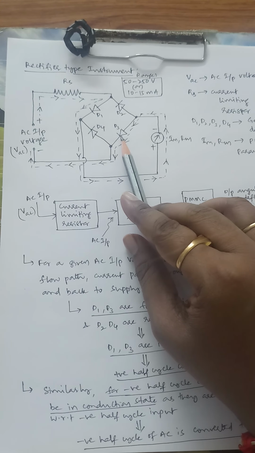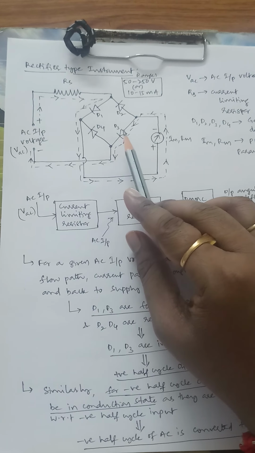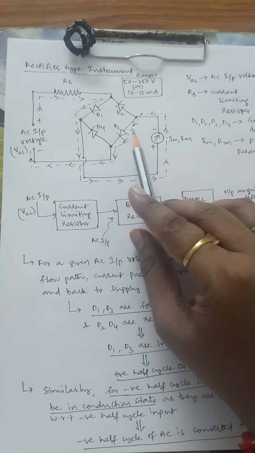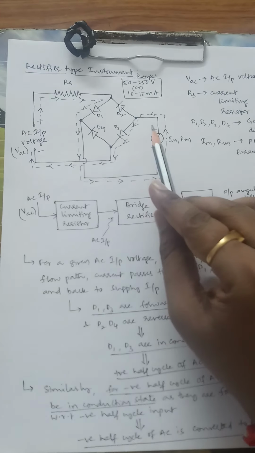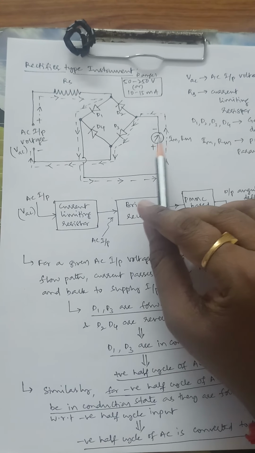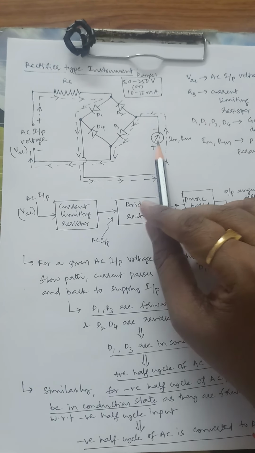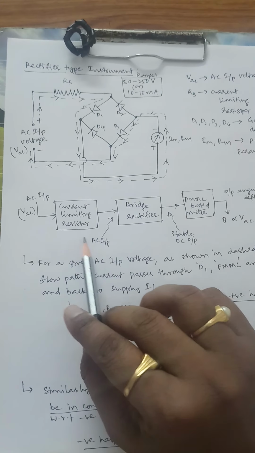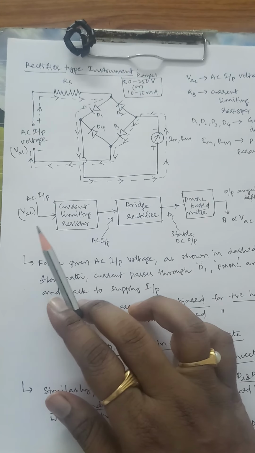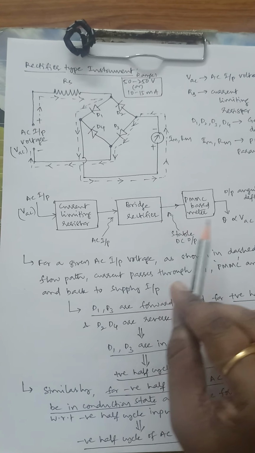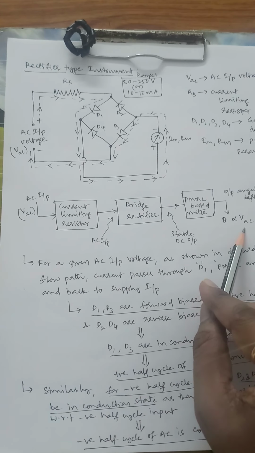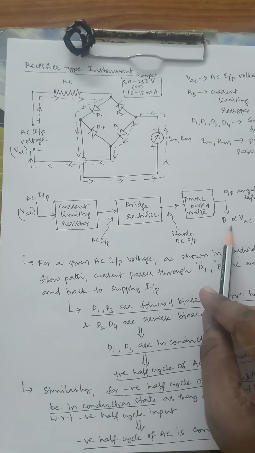pulsating DC form. It is not a pure DC form, so it is a combination of an AC component as well as a DC component. The AC component is referred to in terms of the root mean square value, and the DC component in terms of the average value. So your PMMC is going to indicate the DC value. The same is represented in the block diagram here: VAC AC input, stable DC output, and then output deflection proportional to the VAC value.